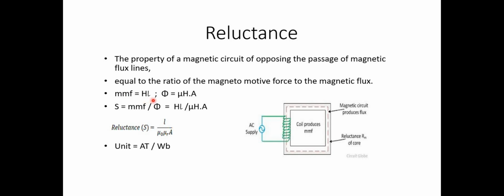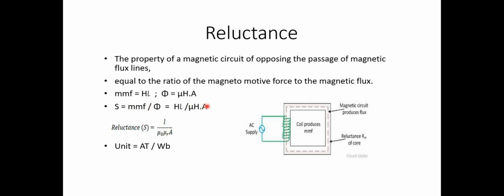How do we get the formula for reluctance? For MMF, we have two formulas, that is Ni or HL. Let us take HL. And for magnetic flux phi, there is a formula B into A, magnetic flux density into area. For B, it is mu H. We will see why we use mu H in the upcoming slides. So mu H into A. And MMF by phi gives the reluctance.